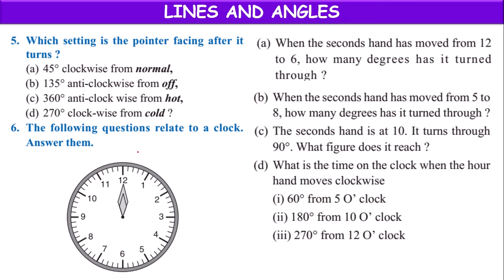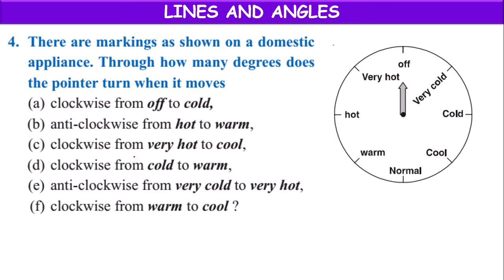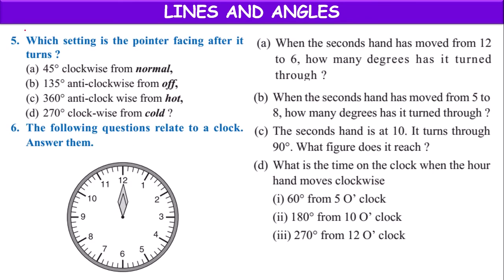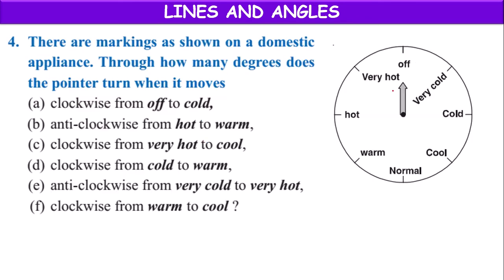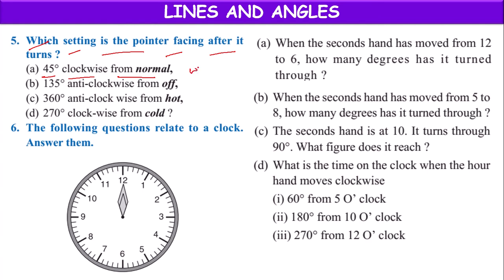Next, based on the same picture, we have one more question here. Which setting is the pointer facing after it turns 45 degrees clockwise from normal? It has to turn in clockwise direction through 45 degrees. So that means through 1 part. If it moves through 1 part from normal, then it will be at the marking warm. So it will be at warm setting.